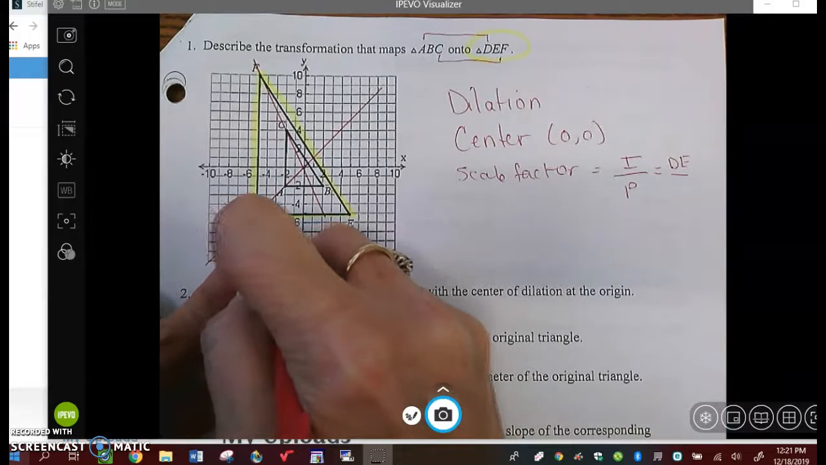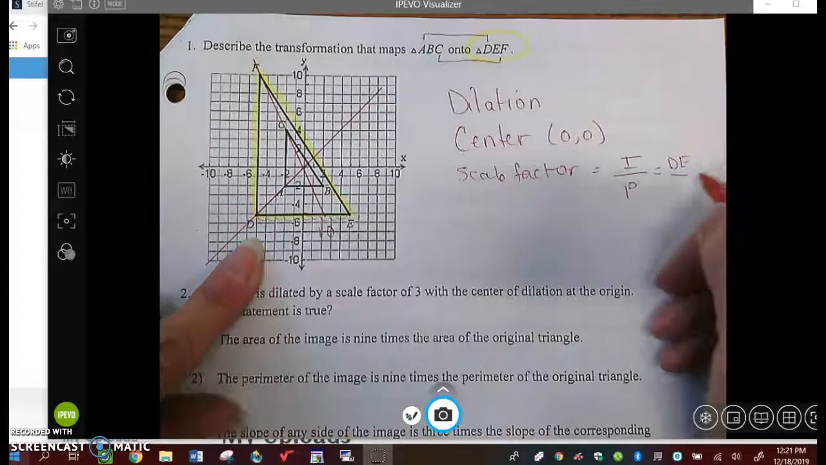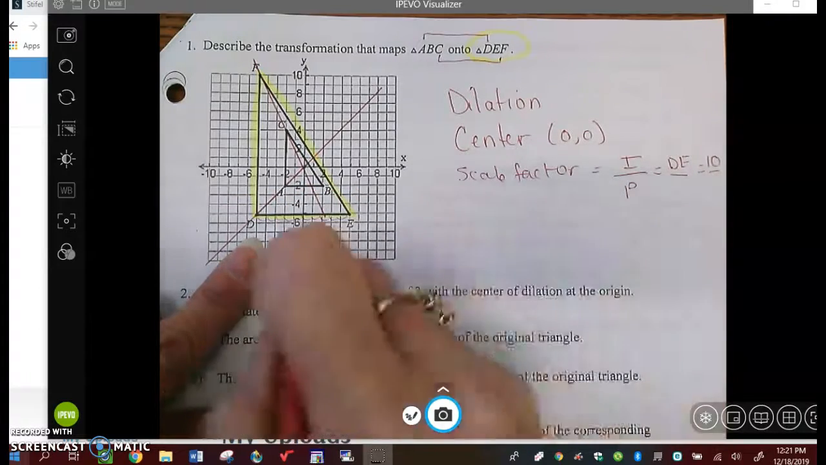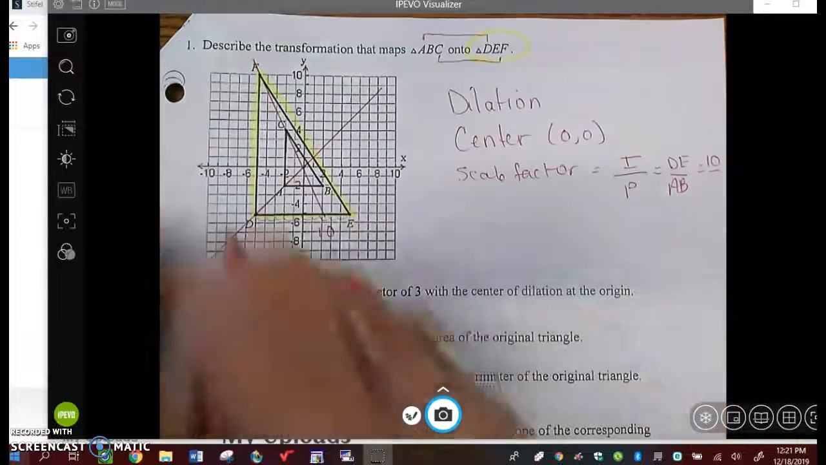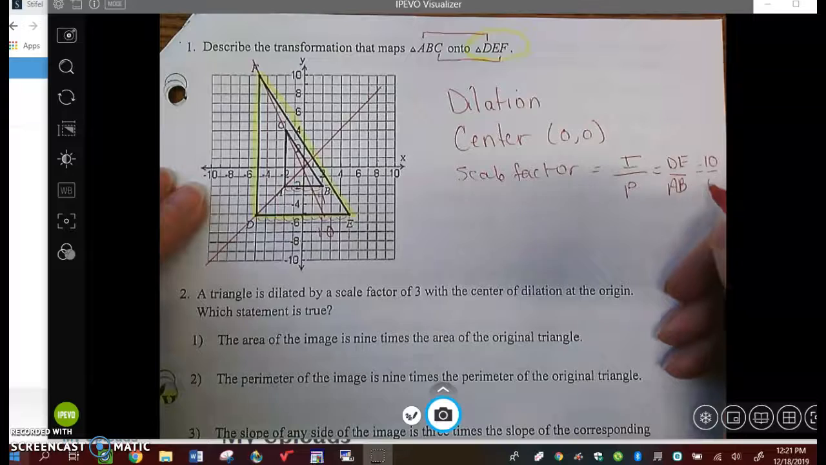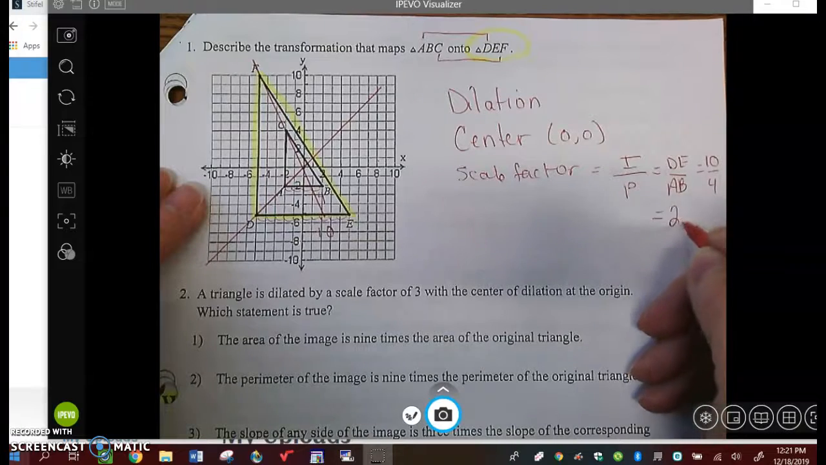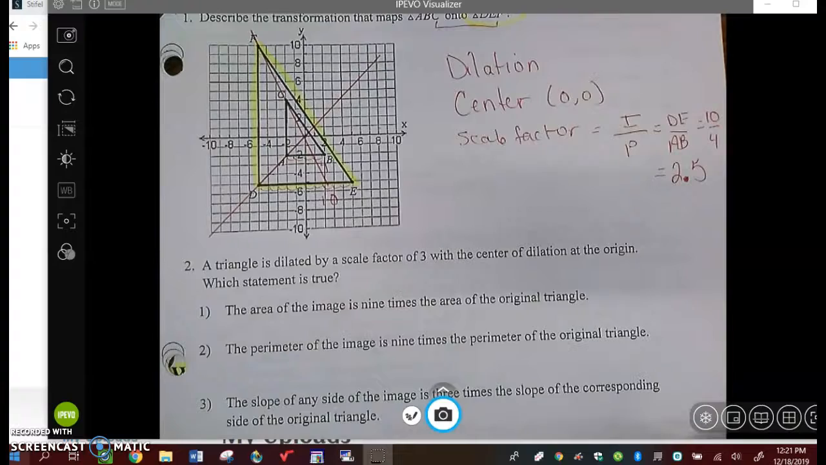So if we count 1, 2, 3, 4, 5, 6, 7, 8, 9, 10 units, and then DE, first letter, second letter, compares to side AB. I'm going to count from A to B, 4 units. 10 over 4 reduces to 2.5. So our scale factor is 2.5 times as big.